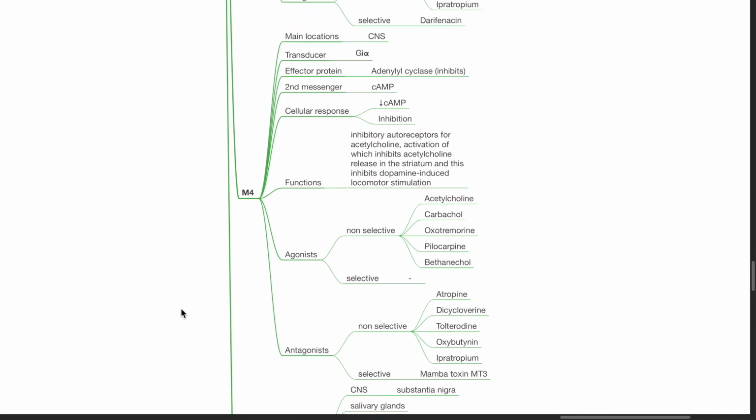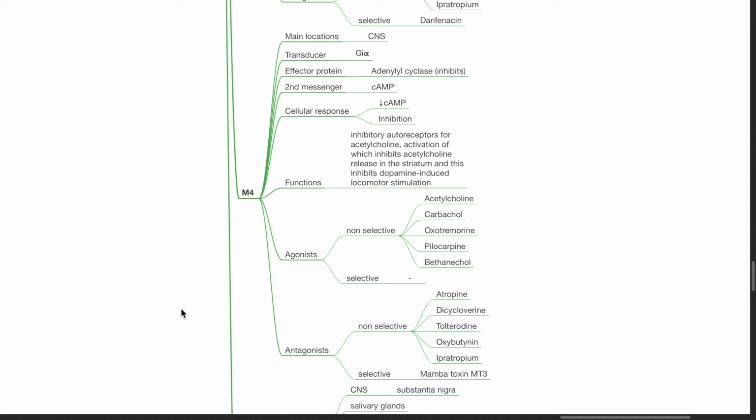M4 receptors are mainly located in the CNS. Transducer is Gi alpha. Effector protein is adenylyl cyclase, which it inhibits. Second messenger is cAMP. Cellular response to M4 activation is reduced cAMP and inhibition.